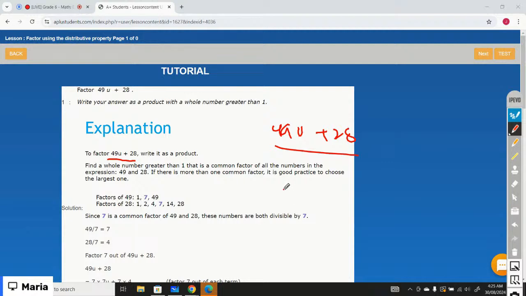That means we can take common 7 from here. So when you divide 49 by 7 and 28 by 7, you get 7 and 4. So that means that is 7 times 7. You have to write it in factored form, so you can write it as 7 times 7u plus 4. Got it? You have to look for the common number outside the bracket and divide the terms by the number, right?